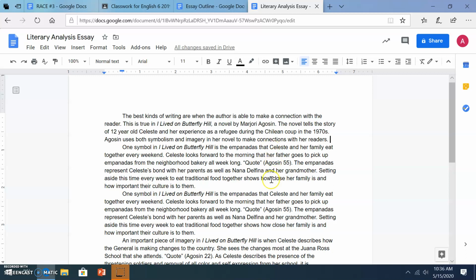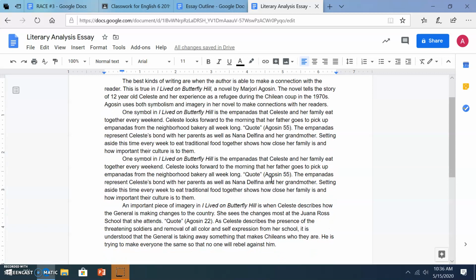My body paragraphs are done. The only thing that you might want to look at in your body paragraphs to make a change for is that first sentence of each body paragraph, because you wrote them as separate paragraphs, not pieces of one big essay. Those first sentences are probably going to sound very repetitive. So if I look at the first sentence of my first body paragraph, it says, one symbol in I Lived on Butterfly Hill is. The second one, symbol in I Lived on Butterfly Hill is. And then the last one says, an important piece of imagery in I Lived on Butterfly Hill is. So I've got three sentences that all start pretty much exactly the same.